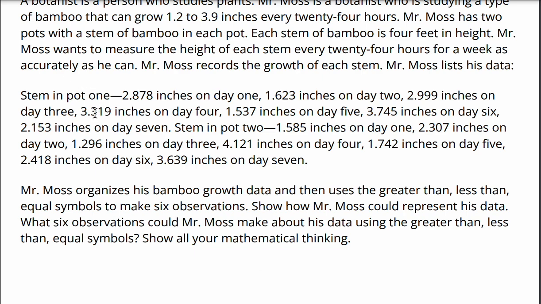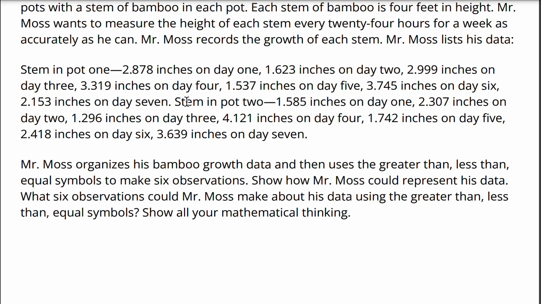It says here that the stem in pot 1 grew this many inches on the first day. So you're not adding that to the original height. You're not subtracting anything. You're just tracking how much it grew, just the growth on the first day. They're not compounding on top of each other. That's not what this is. Every piece of data is individual.